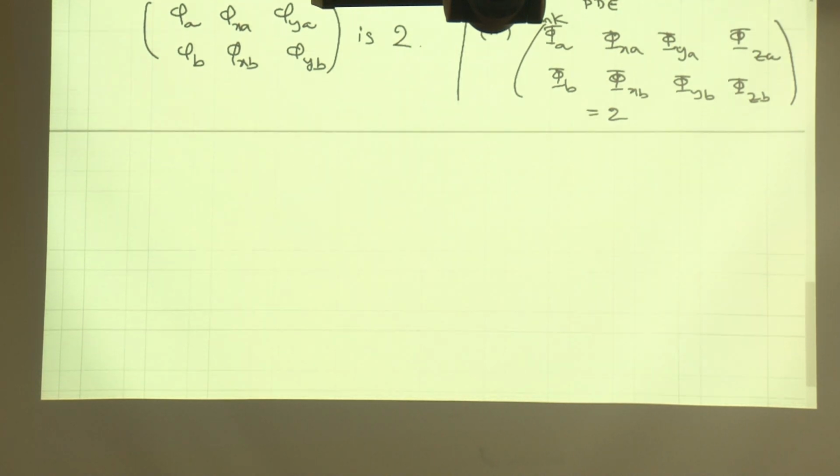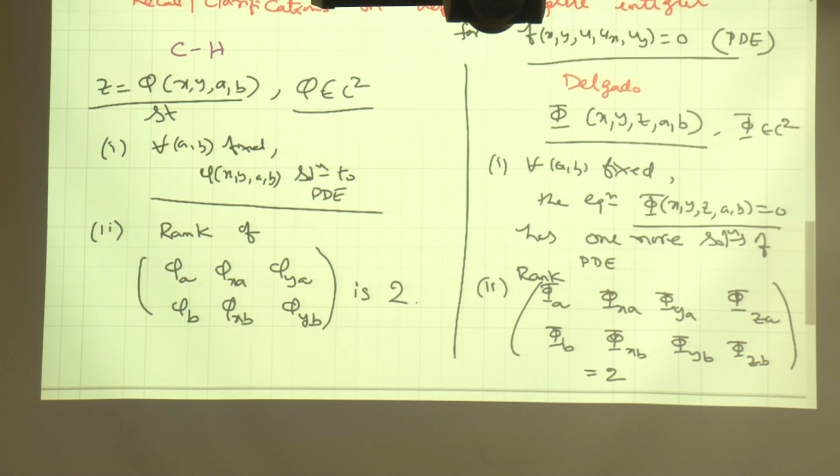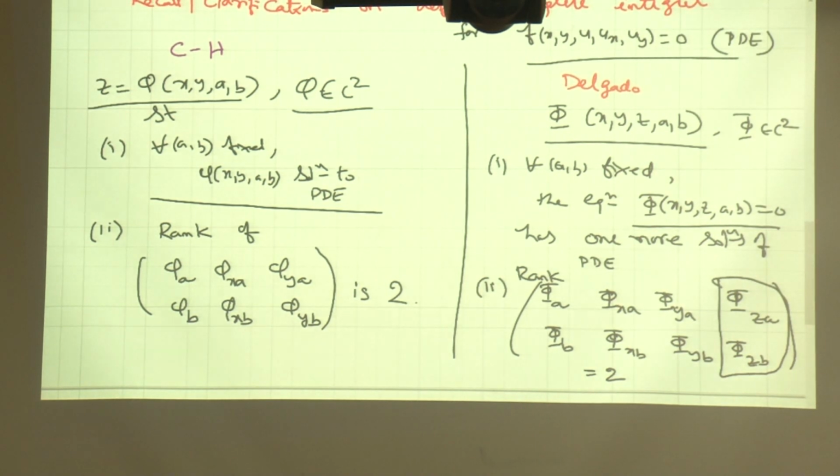Okay, now compare this. The Courant-Hilbert case is also contained in our Delgado setting, with capital phi being small phi minus z, right? And if it's small phi minus z, this particular column is 0, because the derivative with respect to z is 1, so it does not depend on a or b. So this is 0, 0. So the rank of this matrix on the RHS is 2 if and only if the rank of the matrix on the left hand side is 2. So both are one and the same. This is important for us to understand, because now if you open this book, you should not feel that this is something else. That's why I have done this.